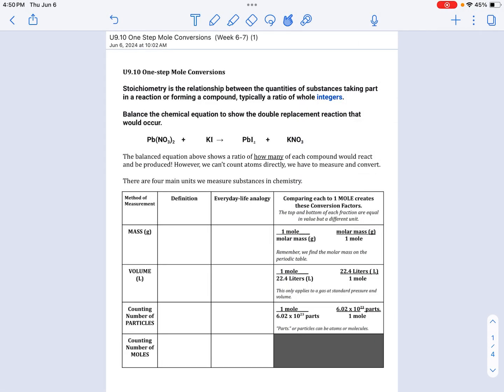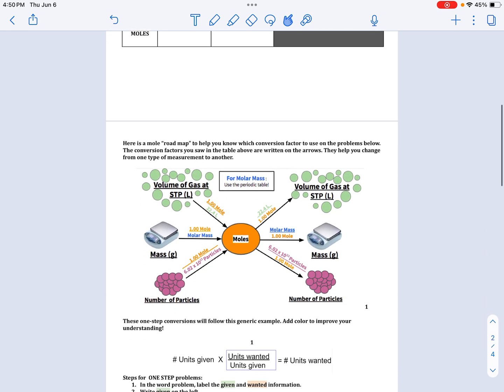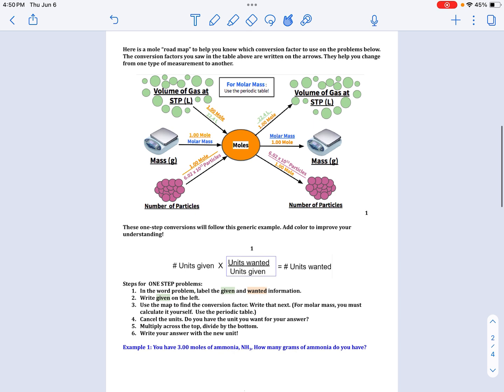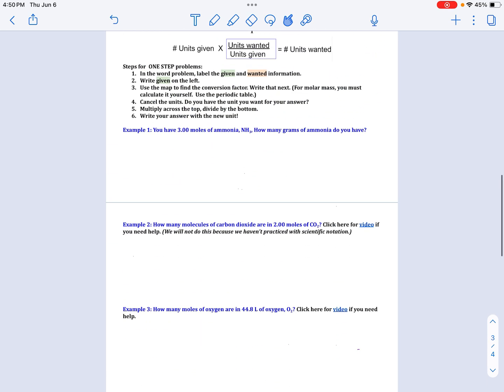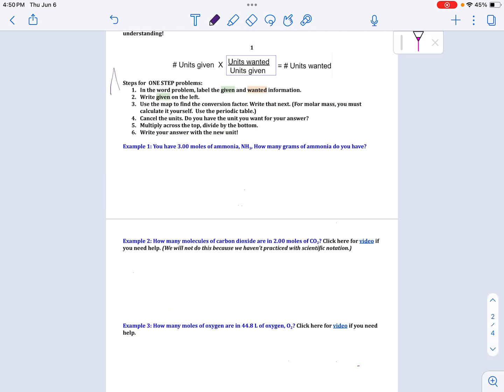Okay, let's try this worksheet. We're going to skip this page, and we are going to use the mole map, so I'll keep scrolling back up and down to this. These are the steps that I want you to try to do every time. So let's do example 1.